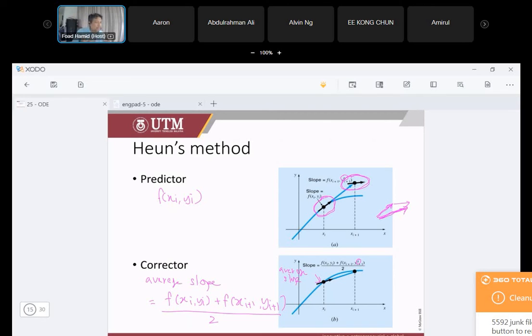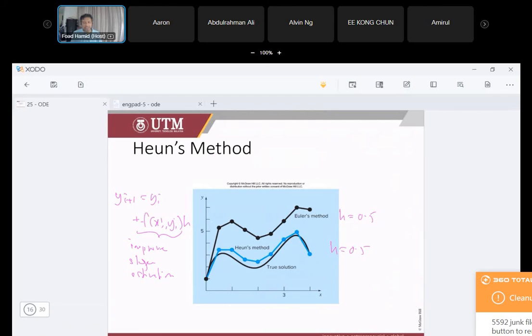So again, what I'm showing you here is not the math. I'm showing you the idea first. So we translate the idea into mathematical equations. This is what I'm trying to tell my students. If you understand what Heun's method is, the equation will come automatically to you. If you memorize the equation, then you might not get the full understanding. All right, so next, I showed you how much improvement that Heun's method can give to you.